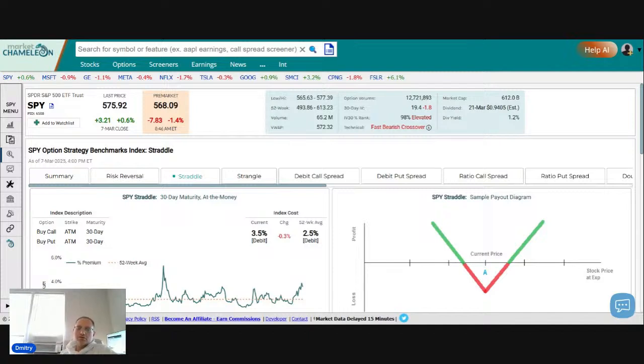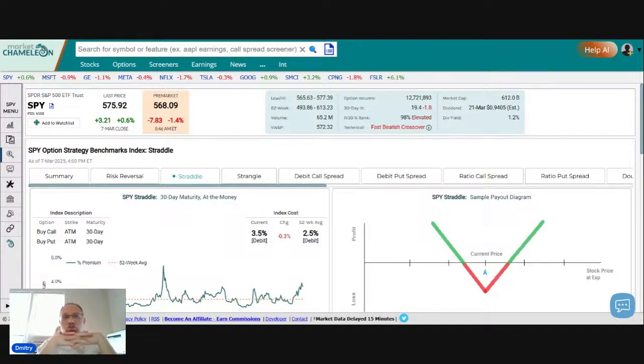So that's what we're tracking there: the cost of the straddle relative to the stock price. Here, what this is telling us is based on a 30-day maturity at-the-money straddle, as the description defines. If you're buying a call at the money and buying a put at the money, 30 days constant maturity, the premium will be 3.5%. Think of it this way: for every $100 worth of SPY, it'll cost $3.50 in option premium.